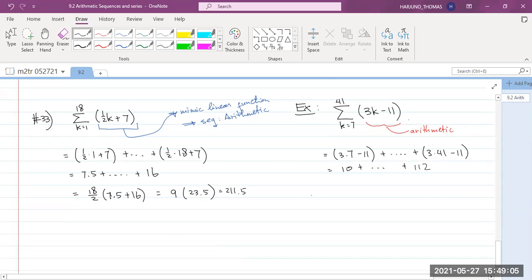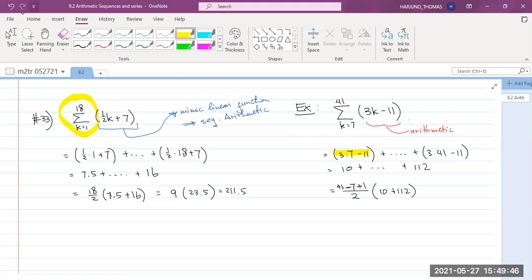Okay, so because it's arithmetic, then it will be the number of terms divided by 2 times the first term plus the last term. Now, the thing is, how many terms are there if you don't start from 1? Well, the number of terms will be 41 minus 7. Don't forget plus 1. 41 minus 7 tells us the number of terms after the first term. Okay, like just take a look here. How many terms here? From 1 to 18. If you subtract 18 minus 1, you will get only 17, but you know there are 18 terms there. Okay, that's why after you subtract, you still add 1.